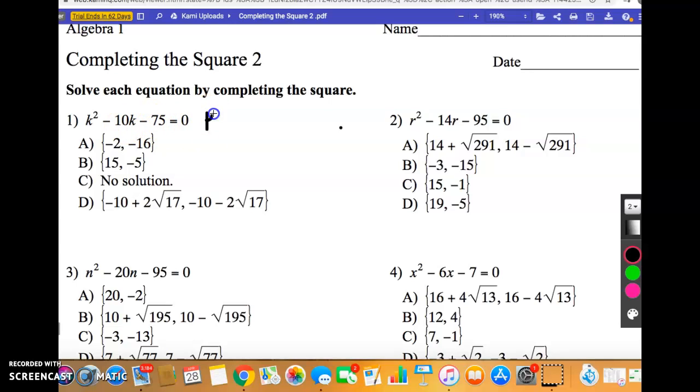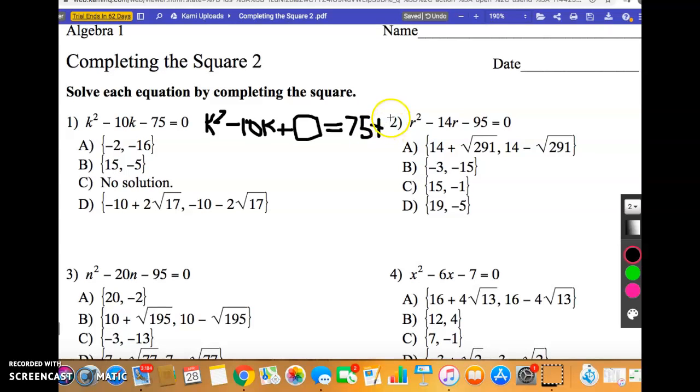So pardon my writing here, but if I do k squared minus 10k, and notice I'm going to leave a little blank here. So I'm going to put plus, in a little box. Since we are completing the square, I'll put in little squares. And it's going to be equal to, and if I take this -75 and move it over, it'll become +75, right? All right, so there's your 75, and plus, you need another box.